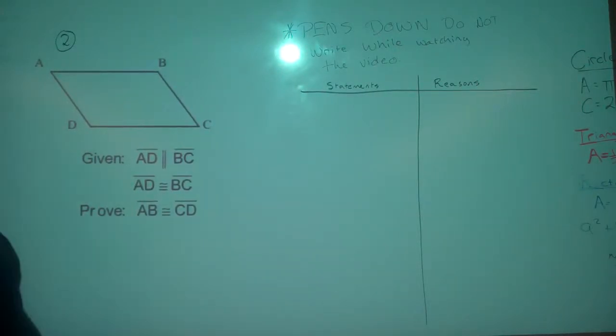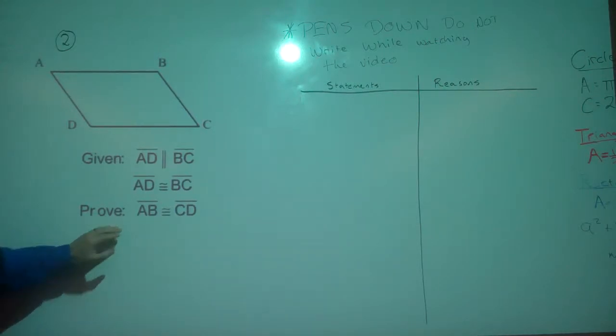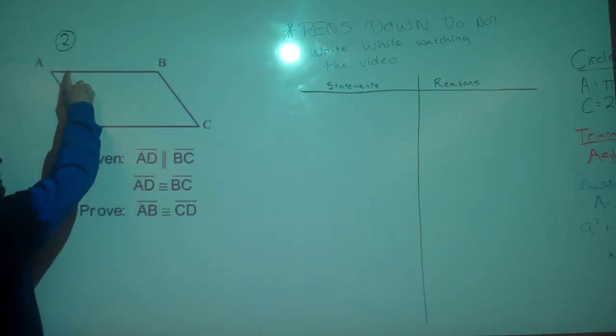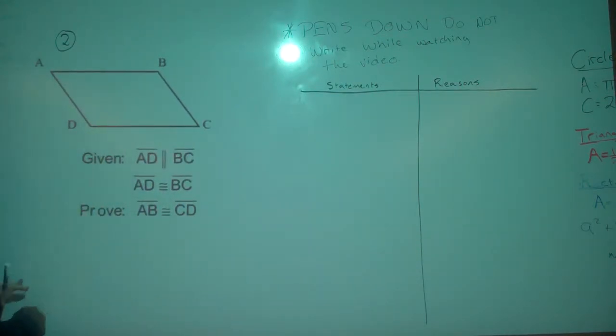I'm going to begin going over the second problem. Again, I will find the statement, the goal of this proof, which is to prove that AB, the top side here, is the same length as CD, which is the bottom.